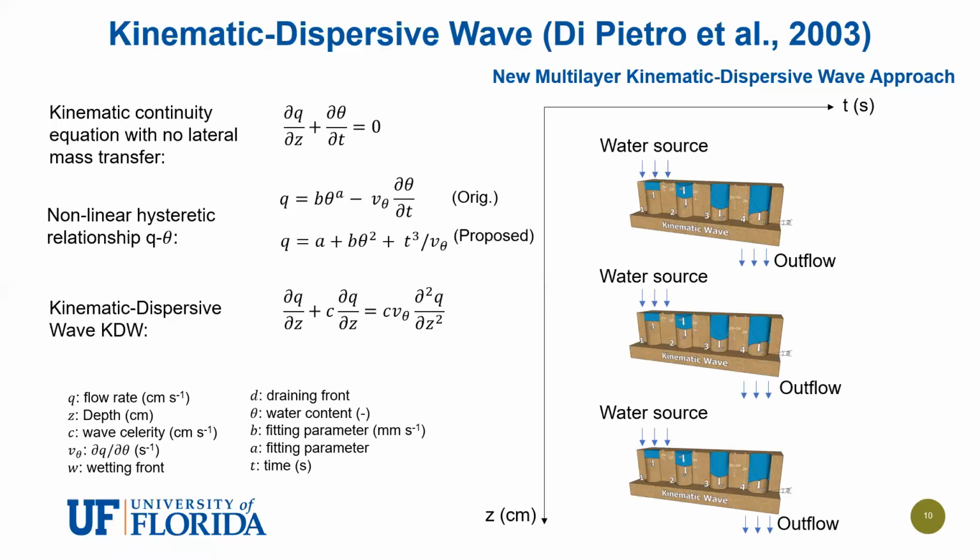The 3 parameters in the kinematic dispersive wave can be calibrated at each depth if drainage, outflow, and soil water content time series from the soil column are available. However, outflow data are often scarce in field experiments, so the methodology consisted in simulating the flow rate with depth and time with a numerical scheme, and using the measured water content time series to calibrate these three parameters.